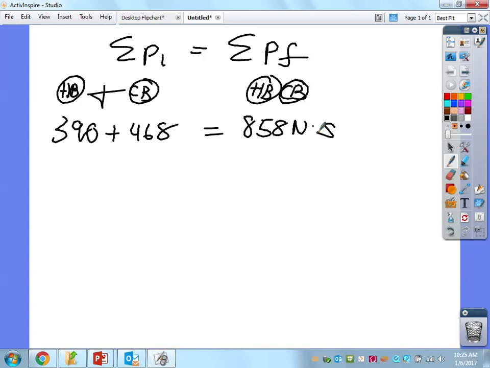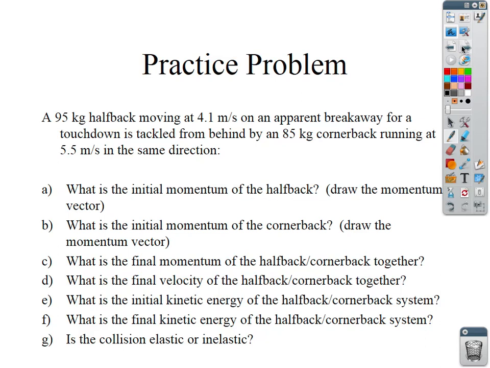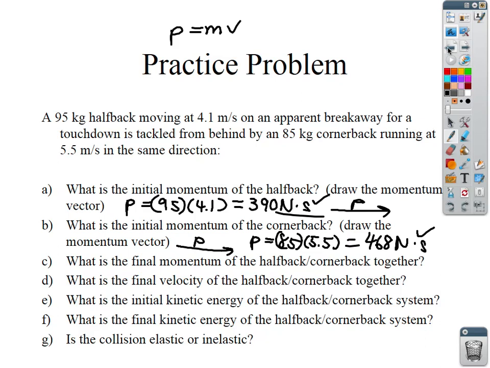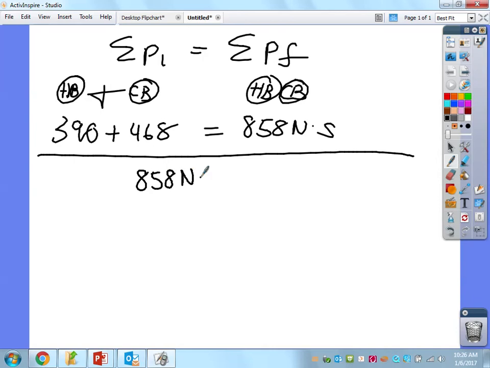All right? And so I think for part D, it's now saying, what is the final velocity of the two together? So now I have to split this up. Now I know the final momentum. The final momentum is 858 Newton seconds. Well, momentum equals mass times velocity. Well, what's the mass? The masses of the two objects together.